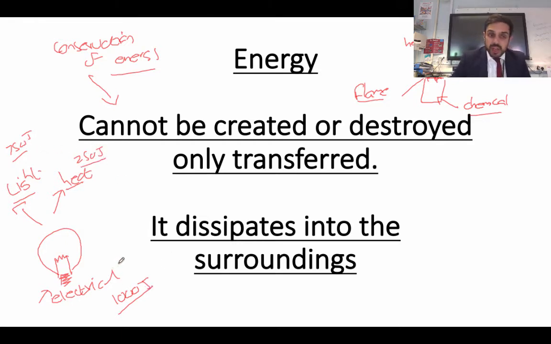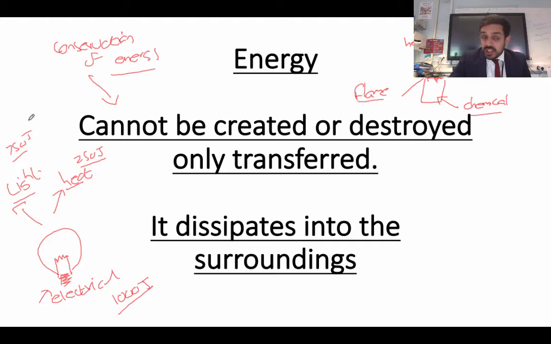Because the whole amount was 1,000. Energy cannot be created or destroyed. It doesn't go anywhere. It doesn't disappear. It just gets transferred. This light bulb gives off that much light energy and that much heat energy. What you want is light. So how efficient is this light bulb? Well, it's pretty decent, because it gives off a lot more energy in light than it does in heat.